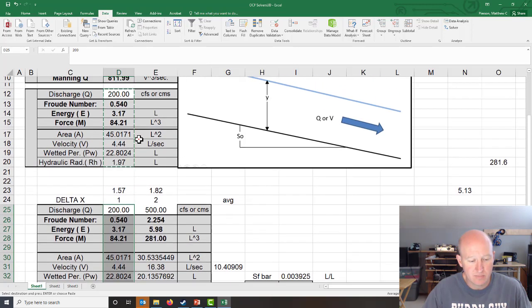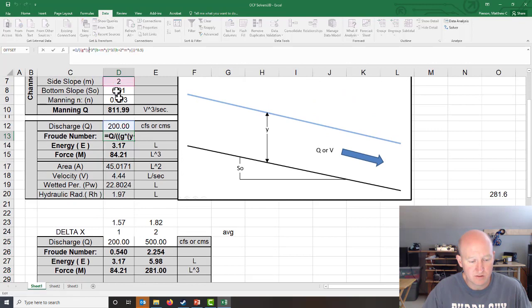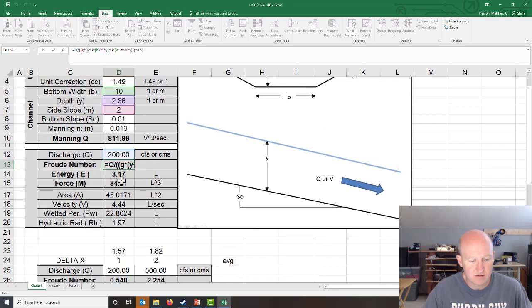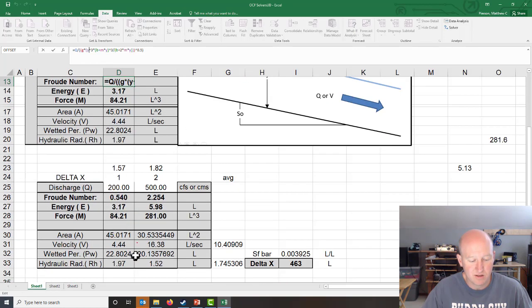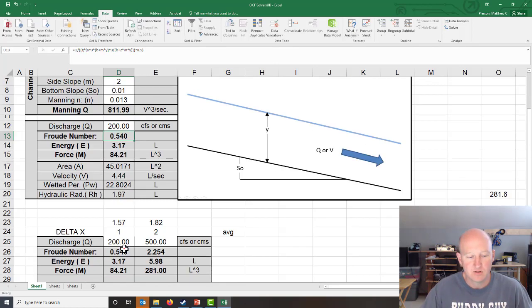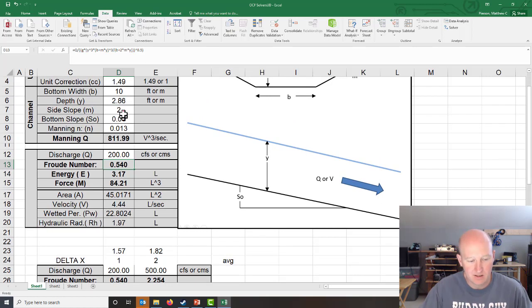The reason that I'm pasting the numbers is because if I paste the cells or the equations, it's going to reference what's going on up here. And if I change those numbers, it'll change them down here too, and we don't want them to change. We want them to stay fixed, because now I'm going to put in the data for section 1, the downstream part of our delta x calculation. So we need to find that again. The depth was 3.63 feet.